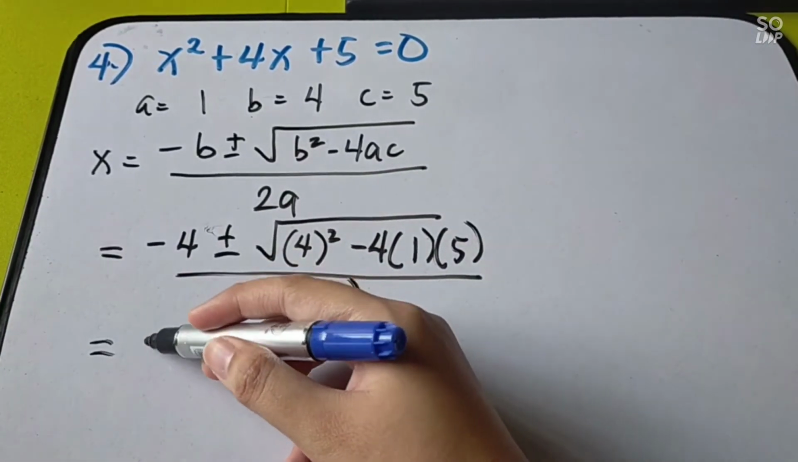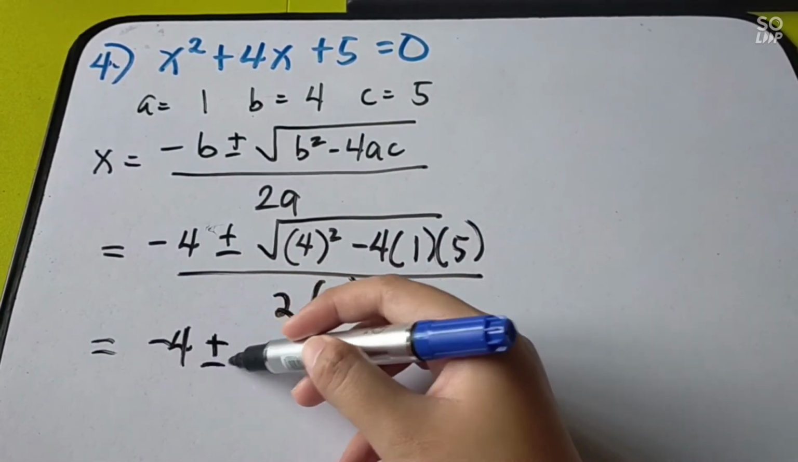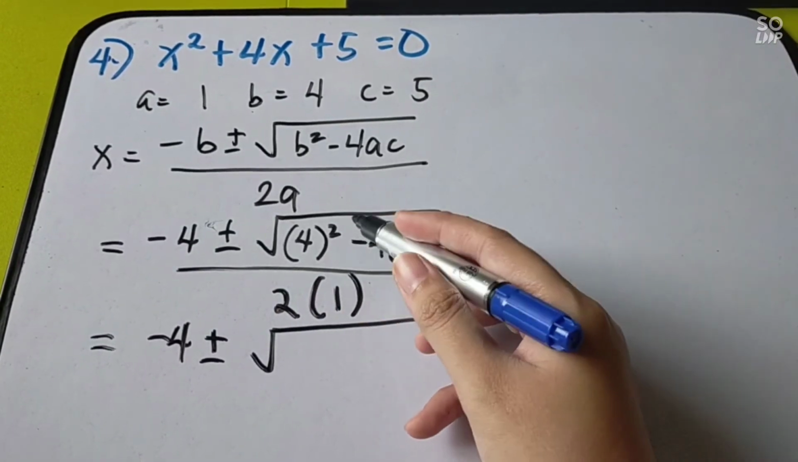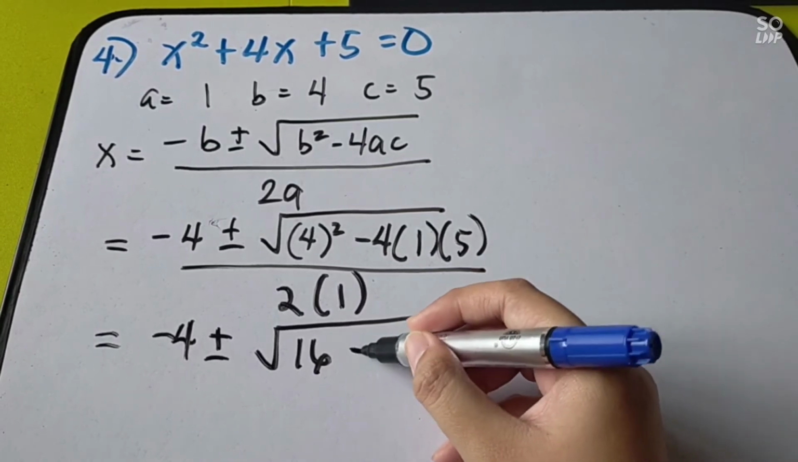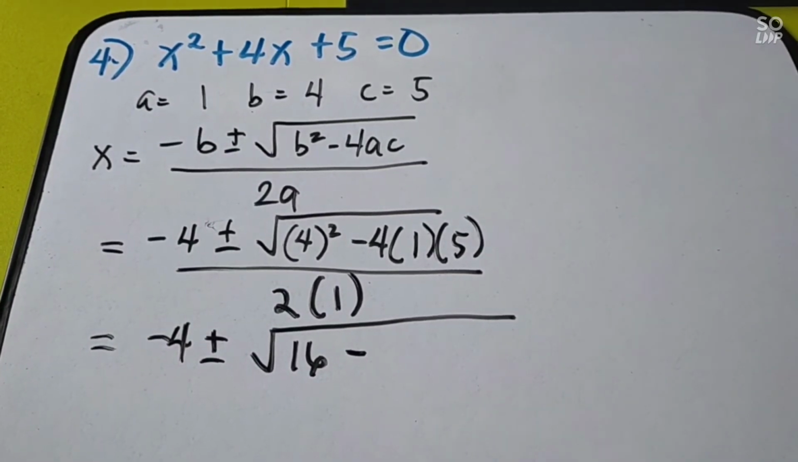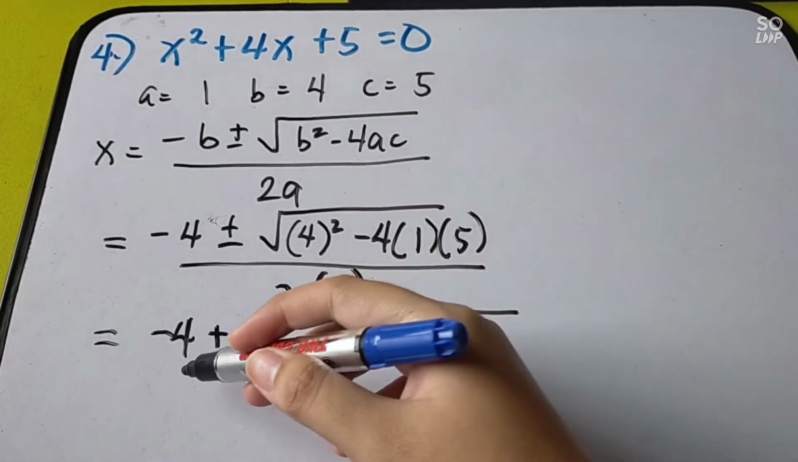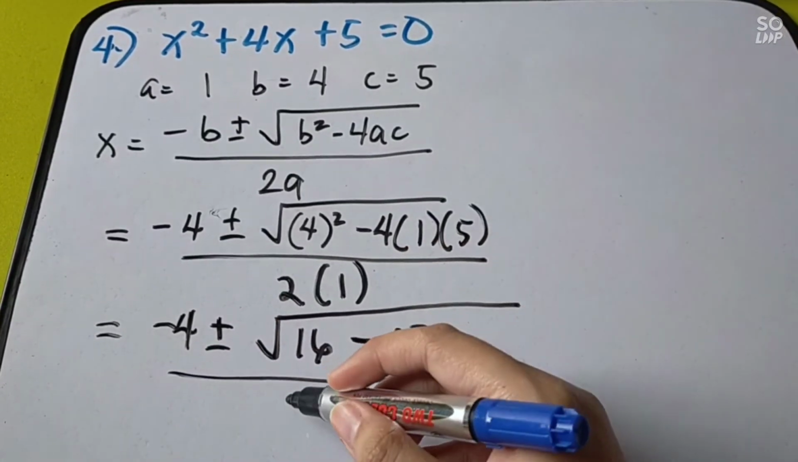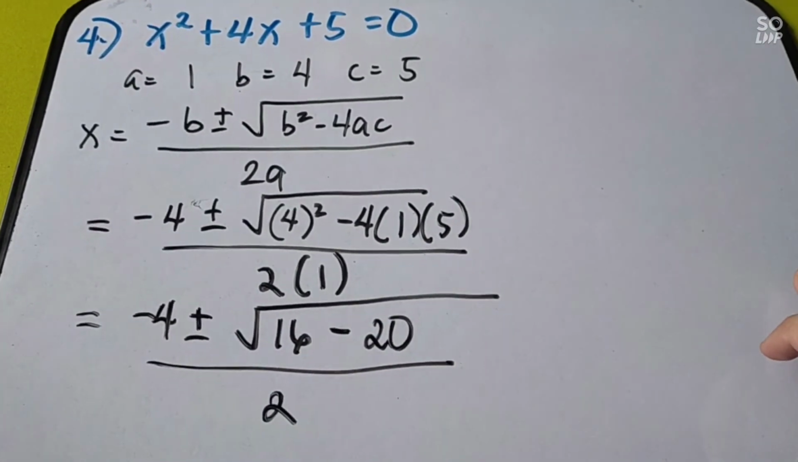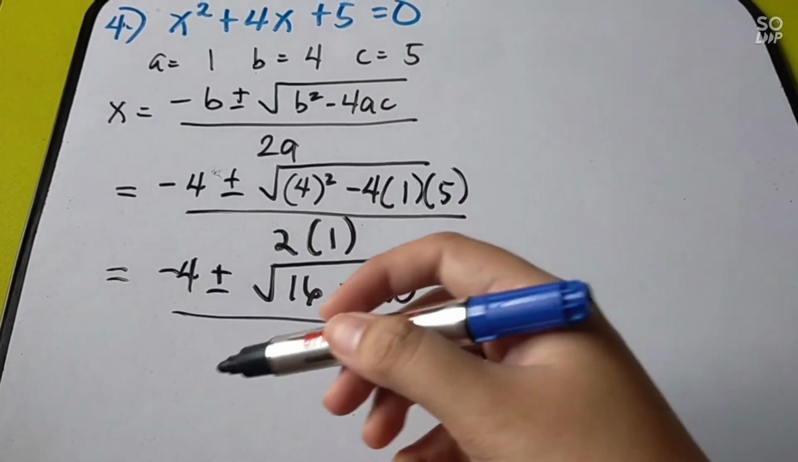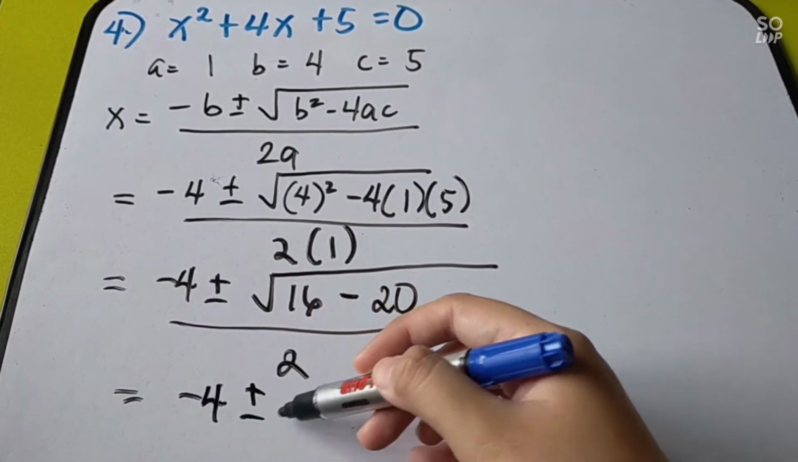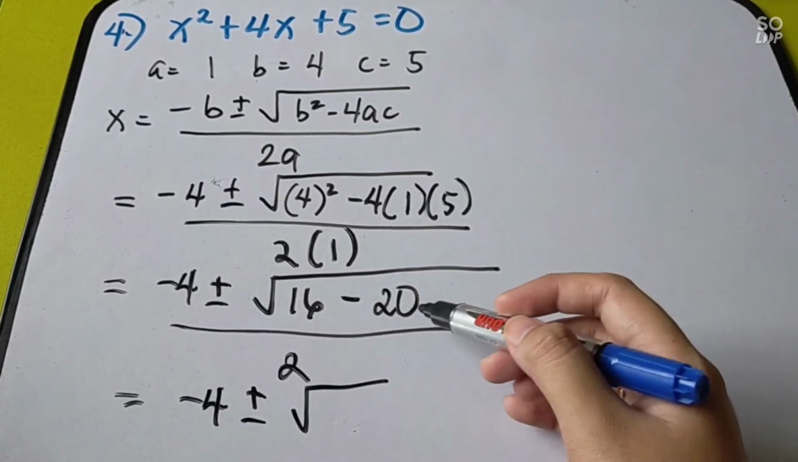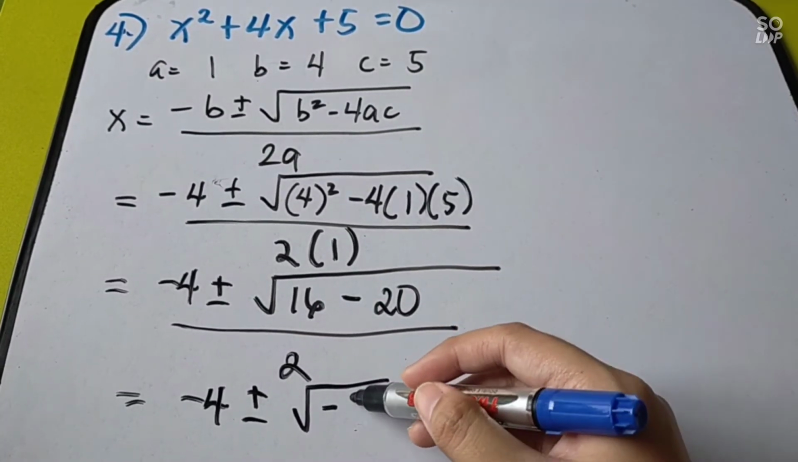So it is equal to negative 4, positive and negative square root of, ang 4 squared natin, we have here 16. So then multiply mo to, we have here negative 20. Then all over 2 times 1, that is 2. Next tayo, we are going to simplify this one. So it is equal to negative 4, positive and negative, square root of 16 minus 20, that is negative 4.